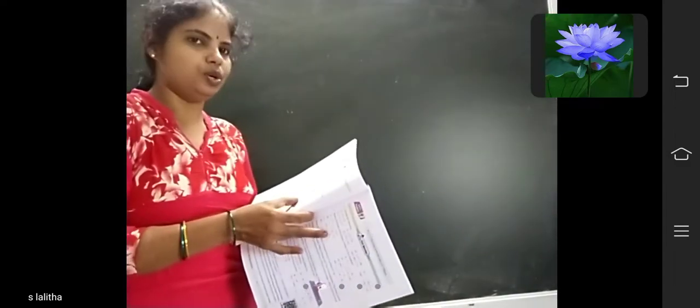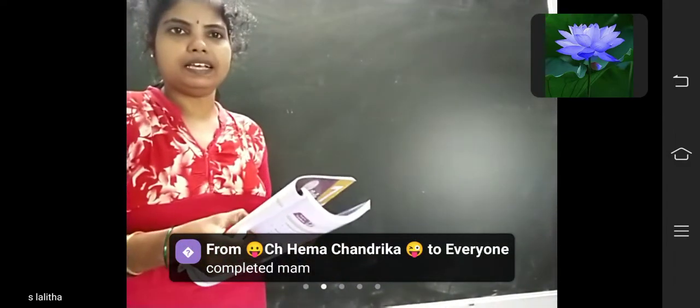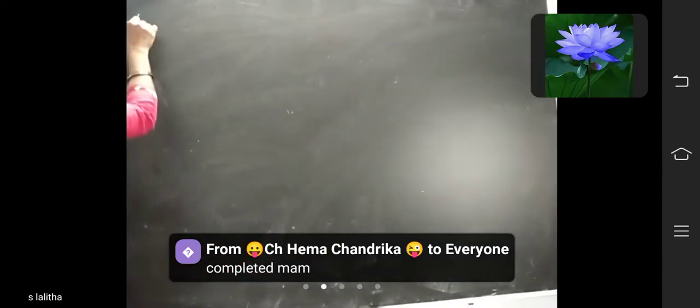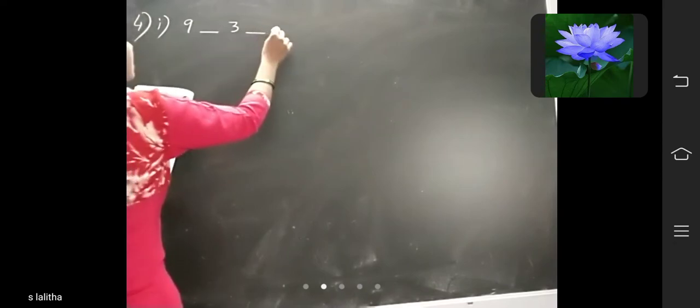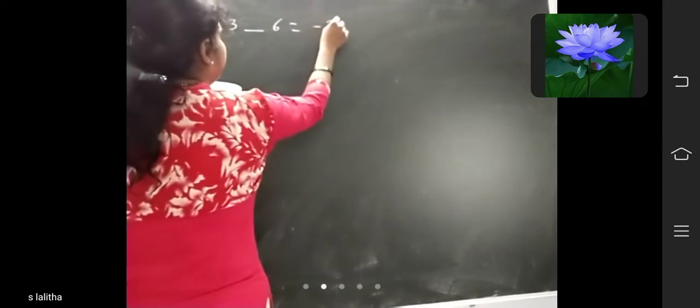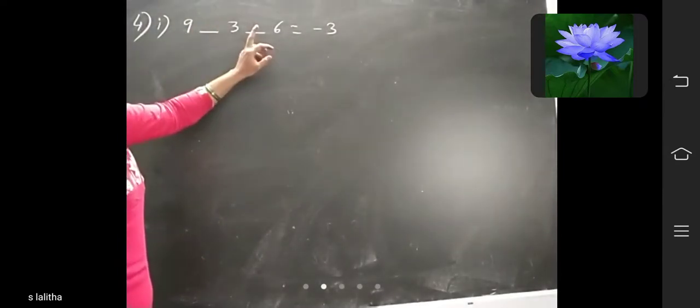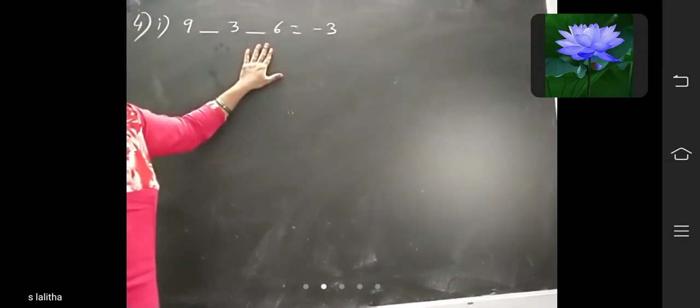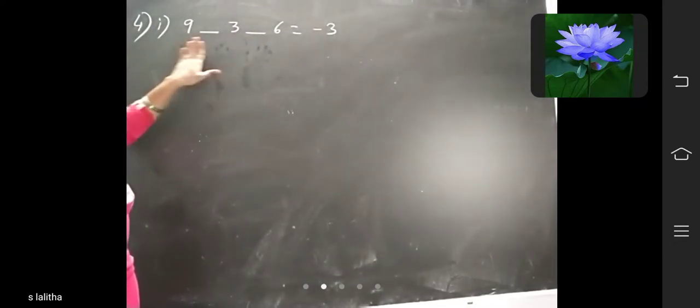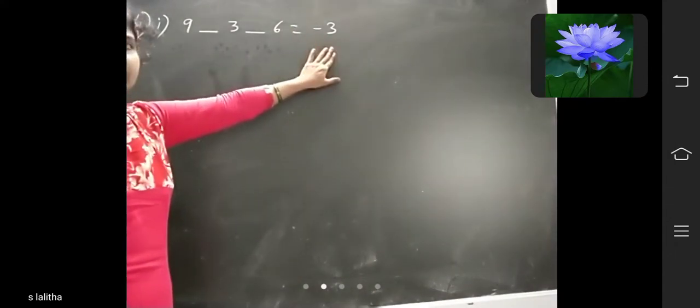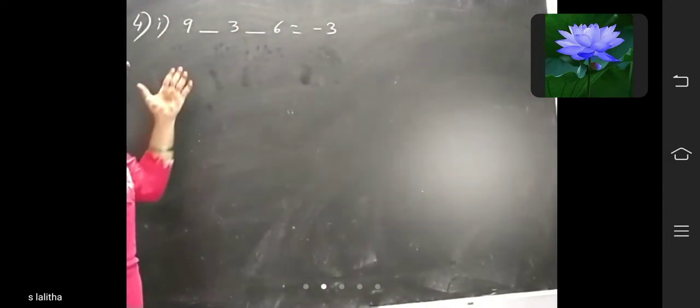Fourth one. See children, fill in the blank with plus, minus, into, divided by to make the statement true. Blanks are given here. First one: 9 dash 3 dash 6 equal to minus 3 is given. So what operations are suitable here? You should write here. So 9, 3, 6, and the answer is minus 3. Which operations do we have to use here? Can you tell me, children?